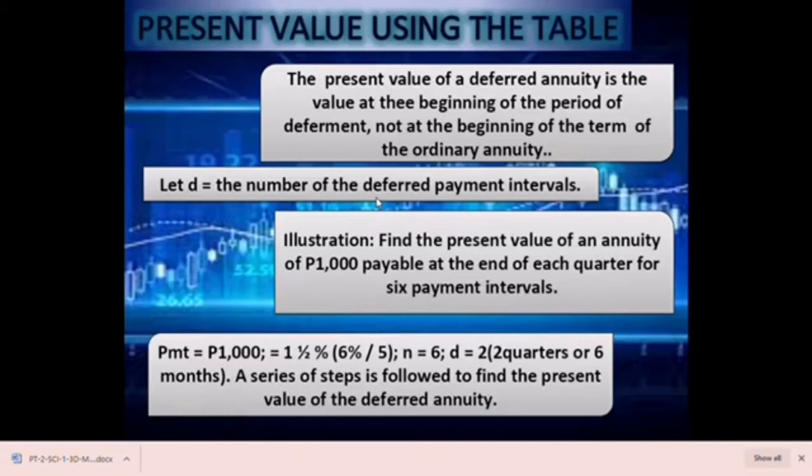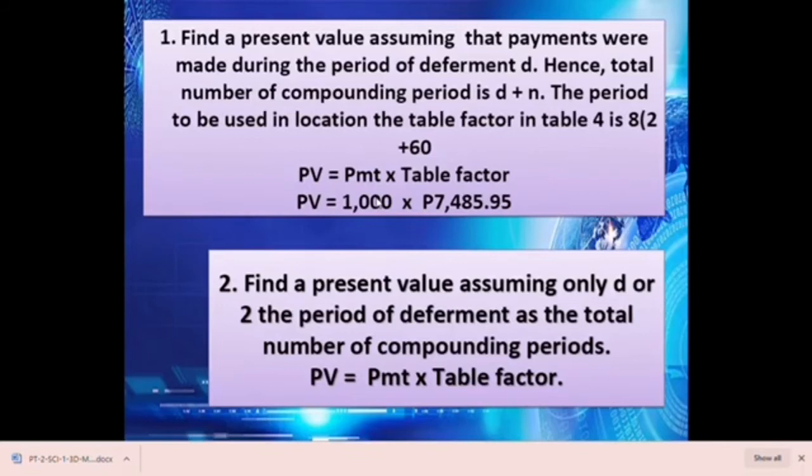These are the steps to get the present value of the deferred annuity. First, find the present value assuming that payments were made during the period of deferment.